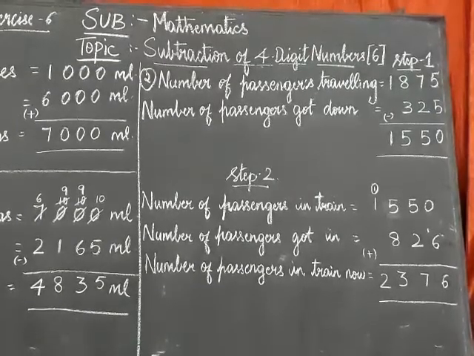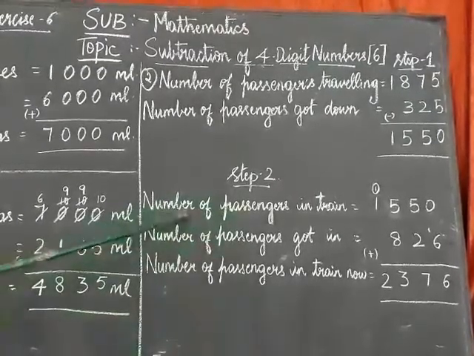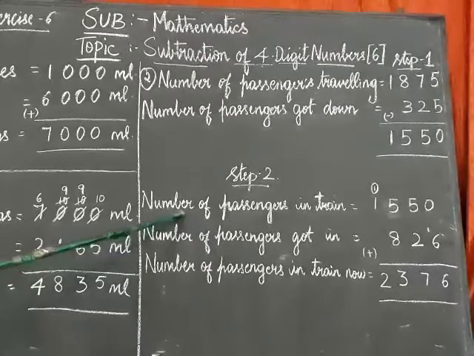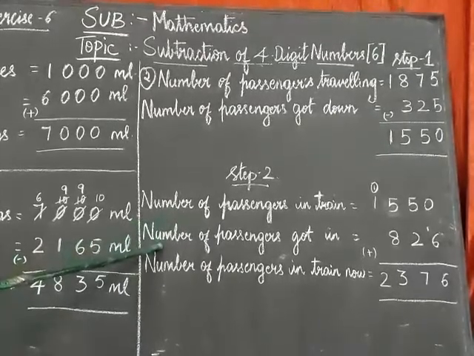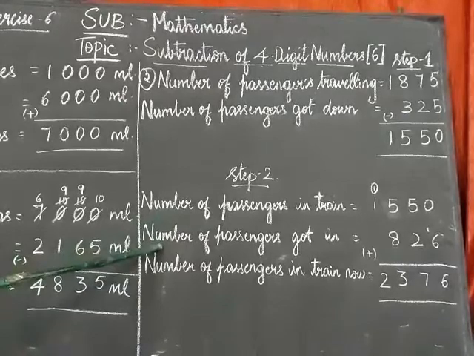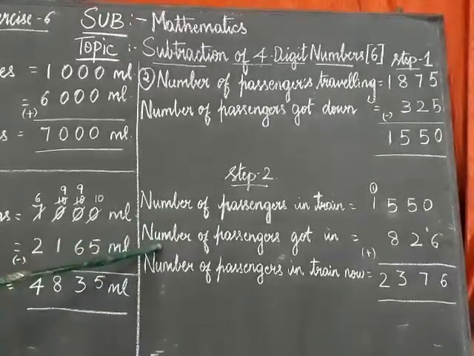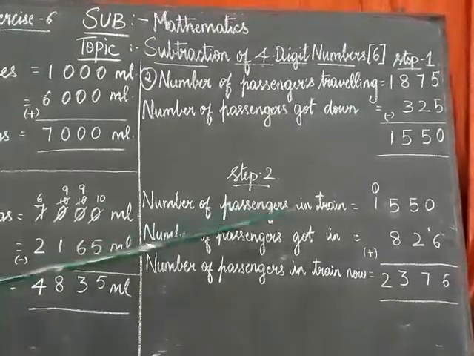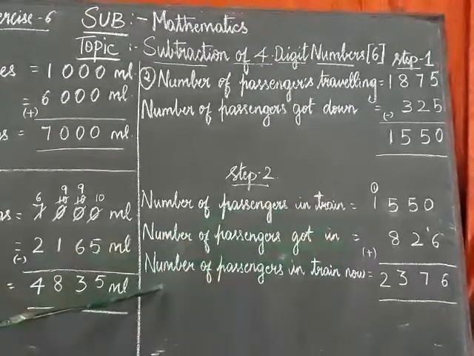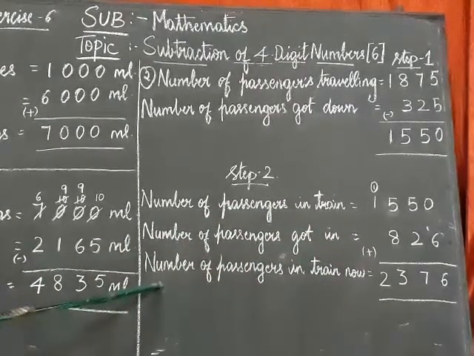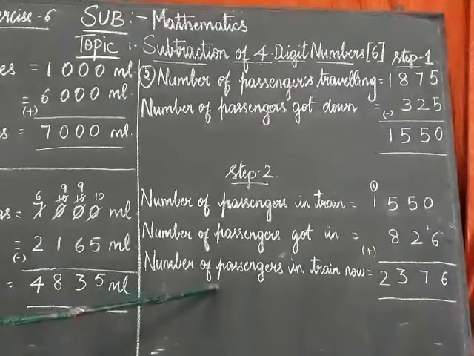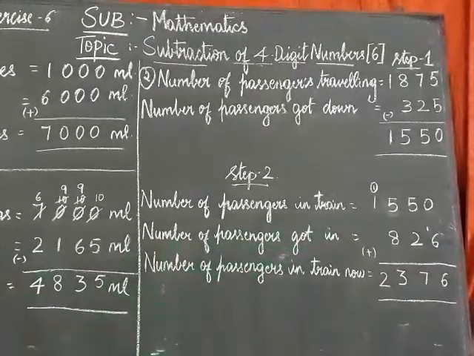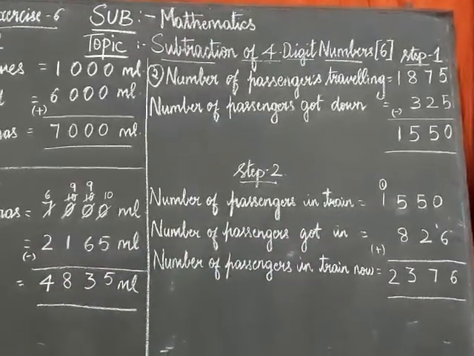The next step is take the same number, number of passengers in train, 1550. Then add the passengers who got in. Got in means in one station the passengers come inside the train. That is 826. We add that number and we get the total number of passengers traveling in the train at present. If I add these two numbers, I will get 2376. See the board. Try to do the sum by yourself.